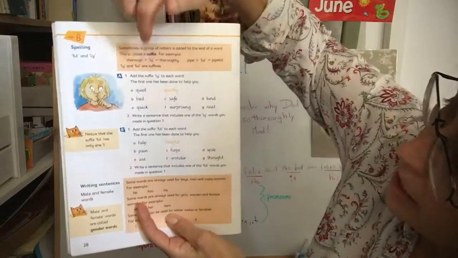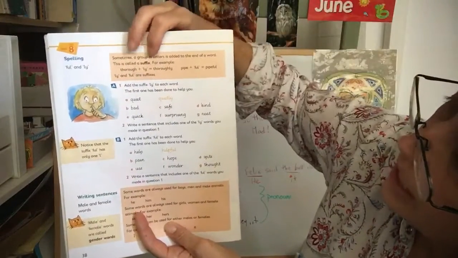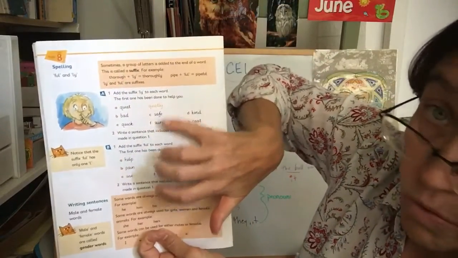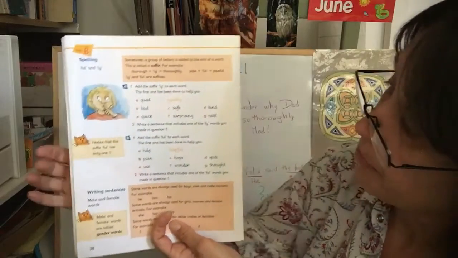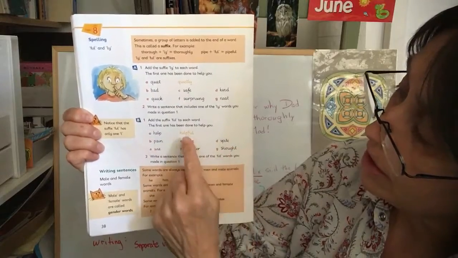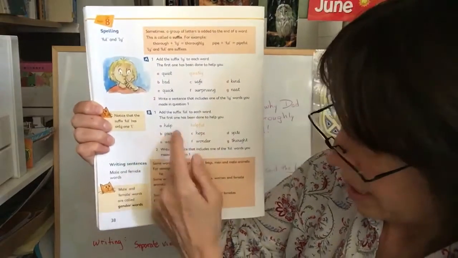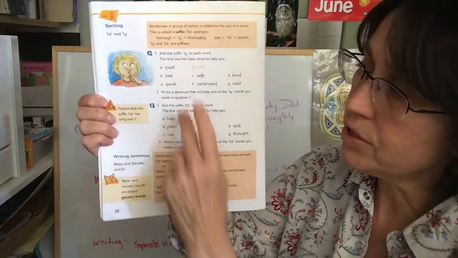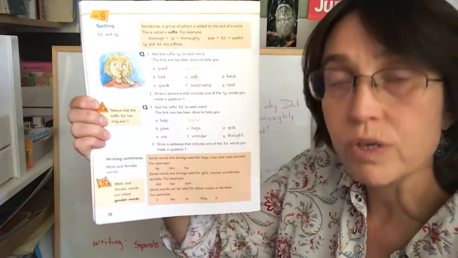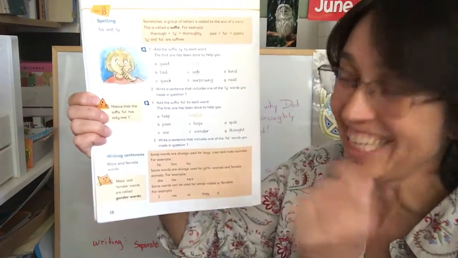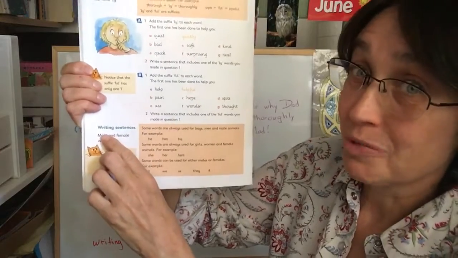So here in A, it just would like you to add the ly to each word, and the first one has been done for you. And then you make a sentence with one of these ly words you've created. In part B, it wants you to add the ful to these words, and the first one has been done for you. And then that too is also to just write a sentence with the ful word at the end. Okay, so very simple exercises for spelling, reviewing the ful and the ly suffixes, which we've already learned normally if you've been doing your spelling.